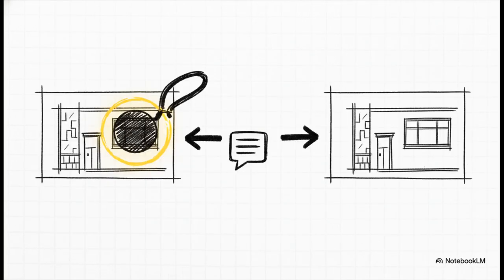Well, not anymore. The new Lasso Tool is amazing. It lets you draw a selection around just the part you want to change. You give it a simple prompt like, add a small mouse, and the AI regenerates only that tiny section with incredible precision. It perfectly matches the style of the original image.